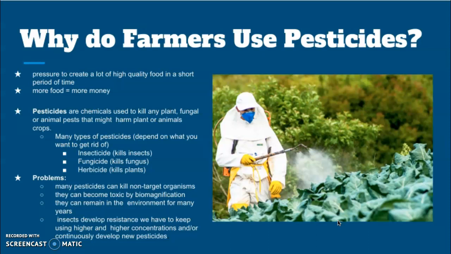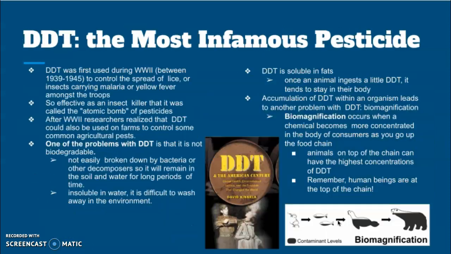However, there's some problems. First of all, if you just look at the picture, look at what that guy is wearing. If he has to wear all of that safety equipment, it's probably not that safe to eat. So many pesticides kill non-targeted organisms. They can become toxic by biomagnification, which we talked about with DDT. They can remain in the environment for many, many years. They may not break down. And insects can develop a resistance to them, which means we have to keep using higher and higher concentrations or develop stronger and stronger pesticides to prevent them.